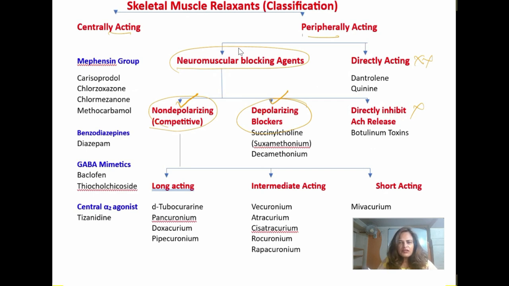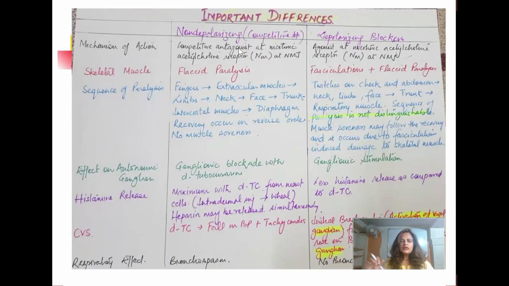So today is just to see the differentiating points between these two, non-depolarizing and depolarizing. In depolarizing, we have mainly two drugs, succinylcholine and decamethonium, right? And clinically we use only succinylcholine. Whereas non-depolarizing are further categorized into three, depending on their duration of action: long-acting, intermediate-acting and short-acting. Now just look at the basic differences between the depolarizing and non-depolarizing. So here it is a depolarizing one and here it is a non-depolarizing one. So this is a non-depolarizing and this is a depolarizing blocker.